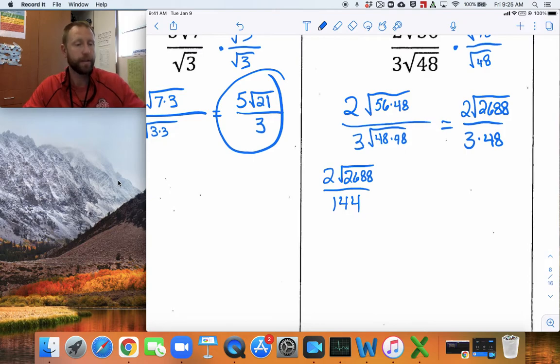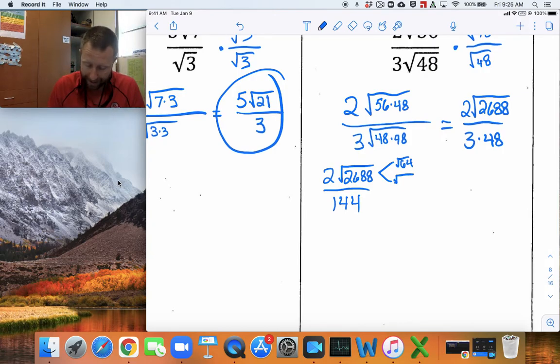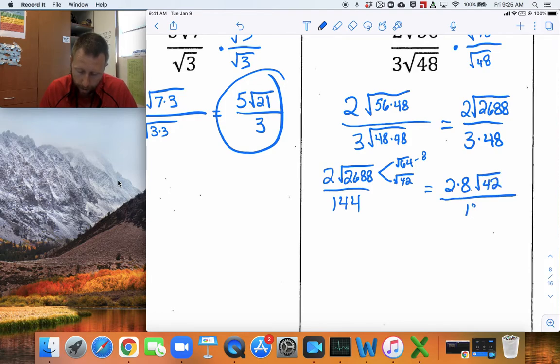So I know that radical 64 goes into radical 2,688. But how many times? Well, when you type that into your calculator, 2,688 divided by 64, it gets us 42. All right, so I'm ready to simplify that. The square root of 64 is 8. So that turns into an 8 when I take the square root of 64. So I've got 2 times 8 radical 42 all over 144.